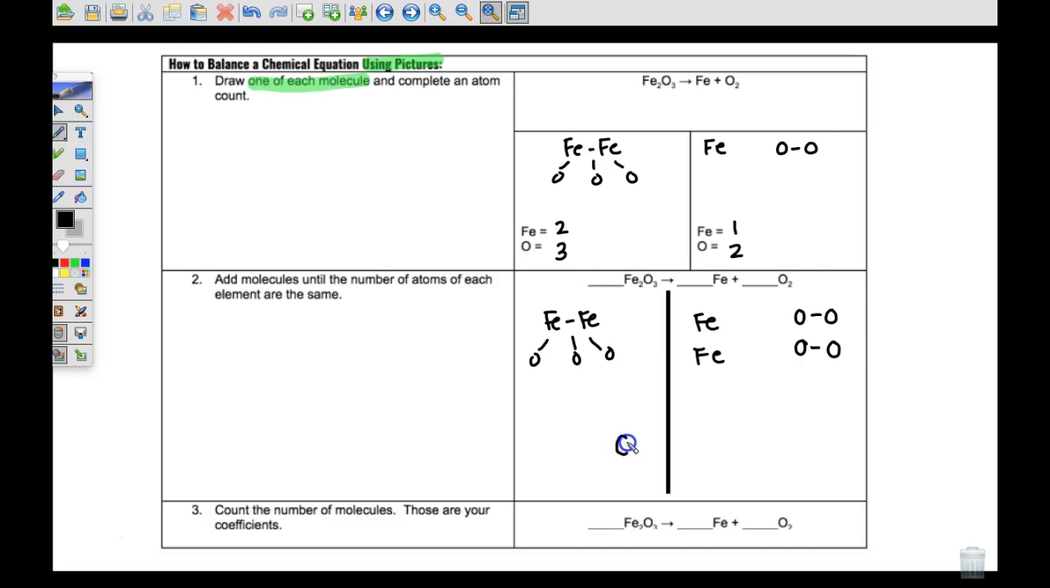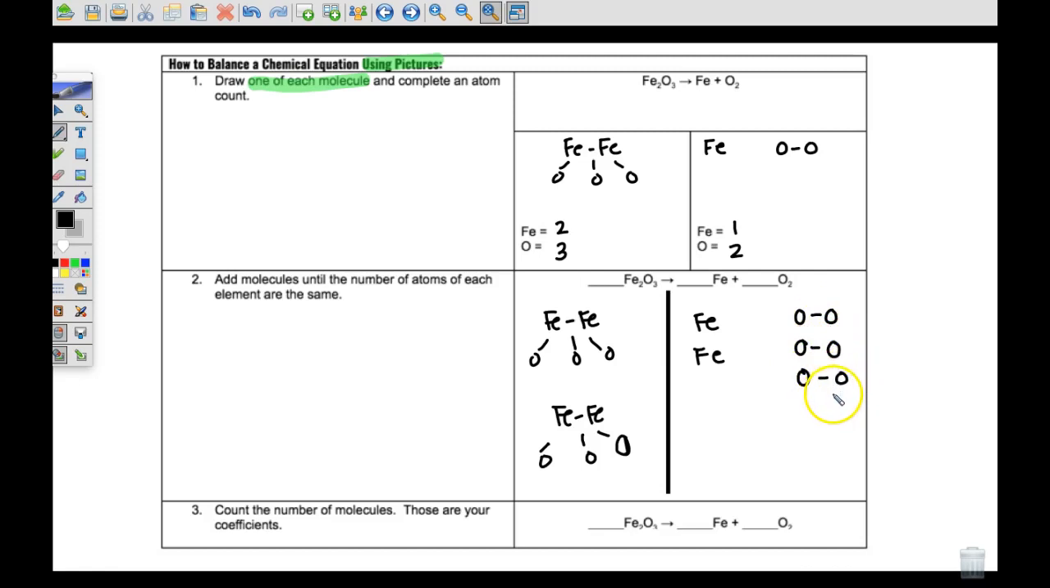Again, as tempting as it is just to add 1 atom of oxygen, I can't, because only Fe2O3 is allowed on the left-hand side. So I have to add a whole another set of Fe2O3. So now I have 1, 2, 3, 4, 5, 6 atoms of oxygen total on the left-hand side. So I need to add another set of O2. So now I have 1, 2, 3, 4, 5, 6 atoms of oxygen.